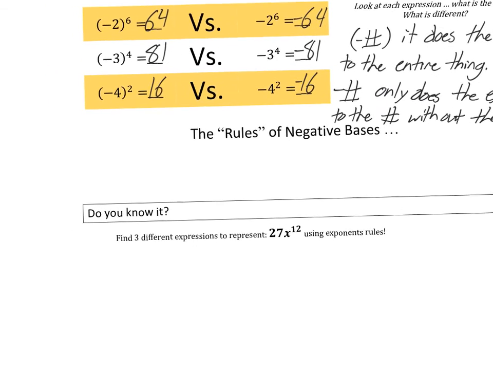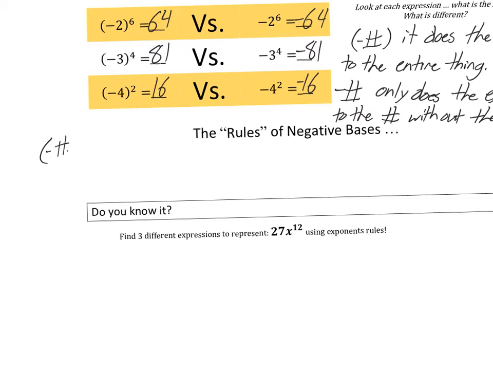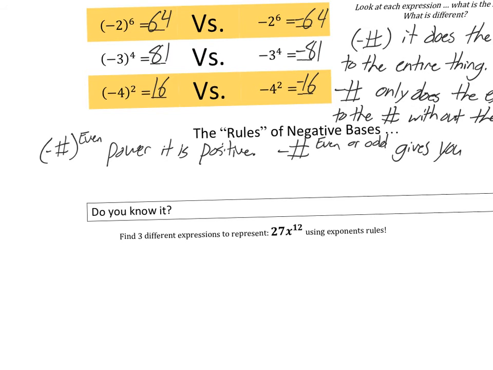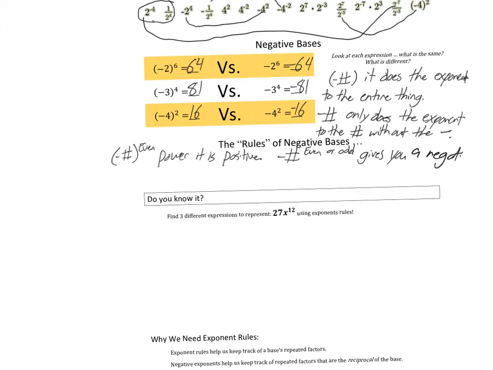The rules for negative bases. Okay, so if I have a negative number to an even power, it is positive. So thinking about this, negative times a negative gives you a positive. So if I have parentheses around the whole number and it's to an even power, then it will be positive. If it was to an odd number, then it would be negative. Okay, so the last part, a negative number with no parentheses to an even or an odd power gives you a negative answer. So if I have no parentheses around my negative number and it is to an even or an odd power, then it will always give you a negative answer.